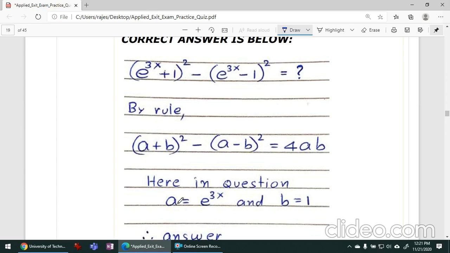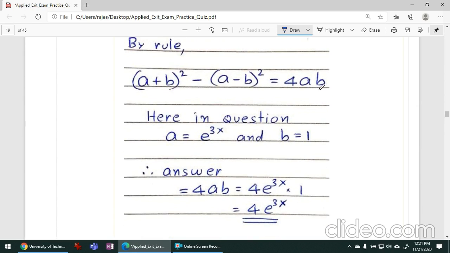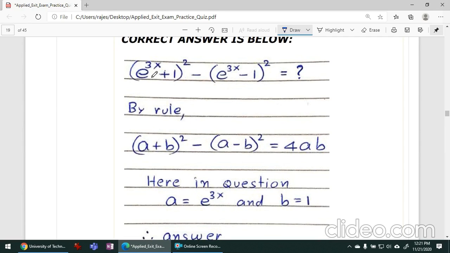So in the question, a is e power 3x, b is 1. What is the answer? 4ab. 4 into a, what is a? e power 3x, into b. What is b? 1. So 4 e power 3x is the answer. So if you know this rule, it is very easy. If you have anything like (a plus b) whole square minus (a minus b) whole square, the answer is 4ab.